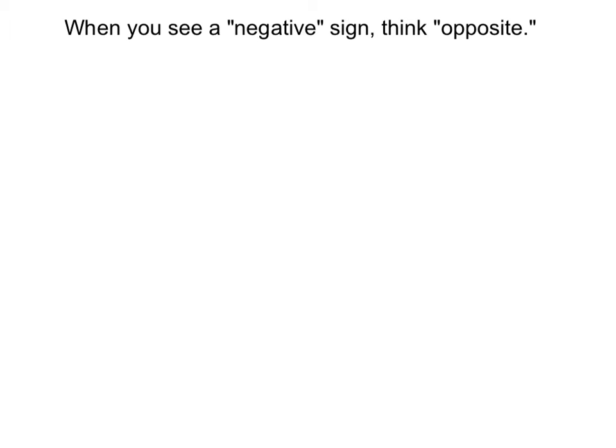So let's look at these together. We're going to multiply two numbers. And the first one we're going to look at is when we multiply a positive number times a positive number. The result of that is going to be a positive number. Positive times positive is positive.